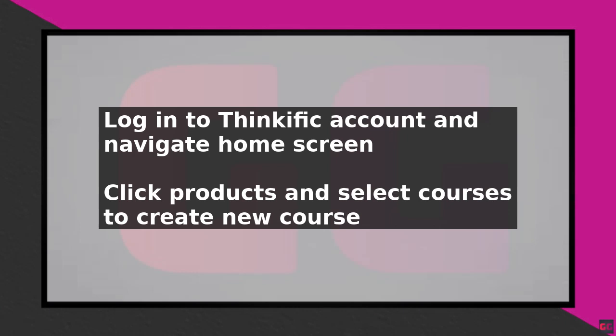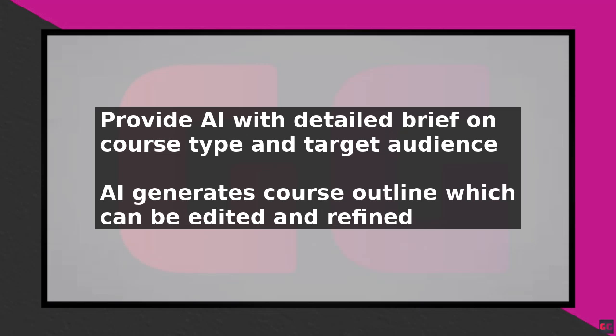The platform utilizes AI to assist in the course creation process by providing the AI with a detailed brief on the type of course being sold, including information on the target audience, expected outcomes, and the instructor's background. The AI can generate a more effective output. Writing a paragraph or two to provide the AI with context is recommended, as this will enable it to produce a higher quality result. Once the AI has been briefed, it will create an outline for the course, which can then be edited and refined.